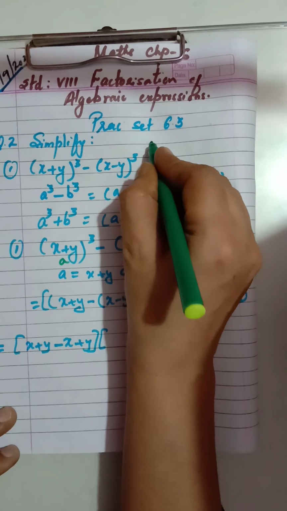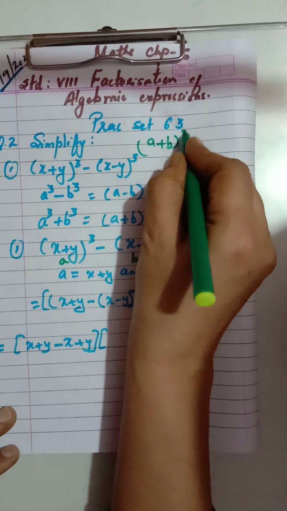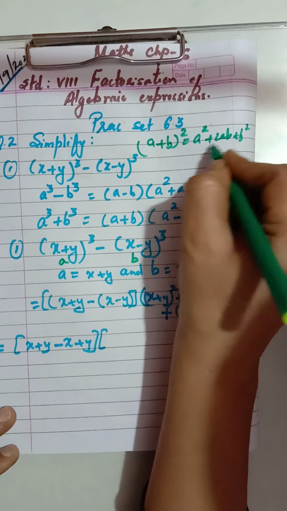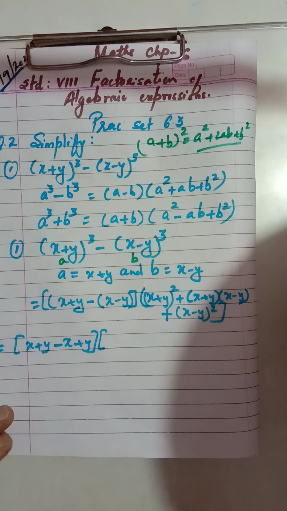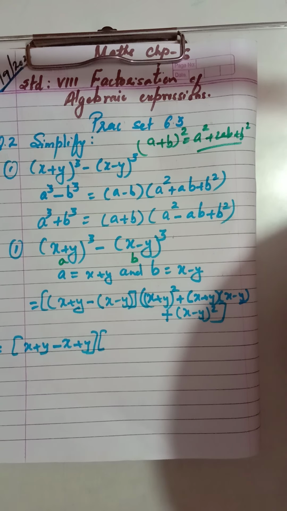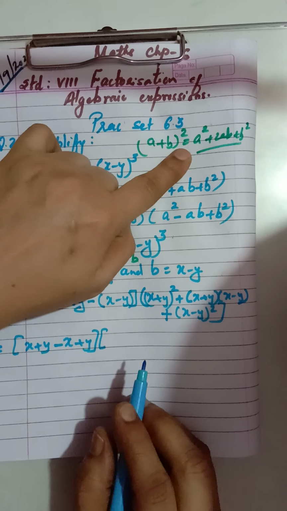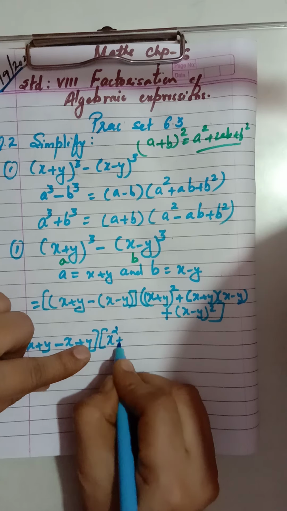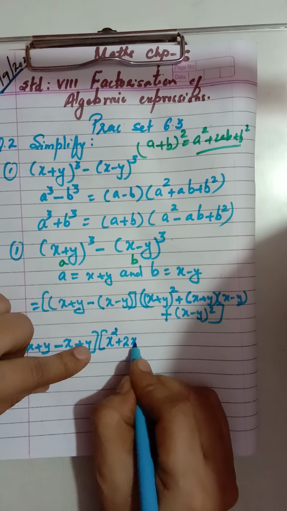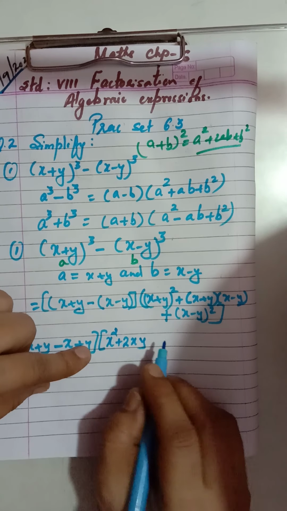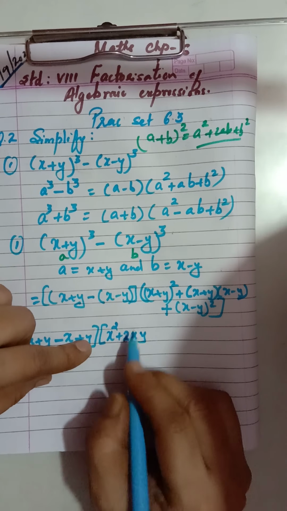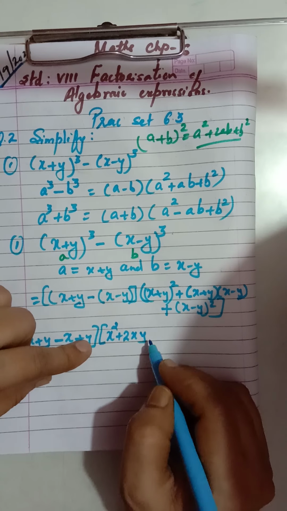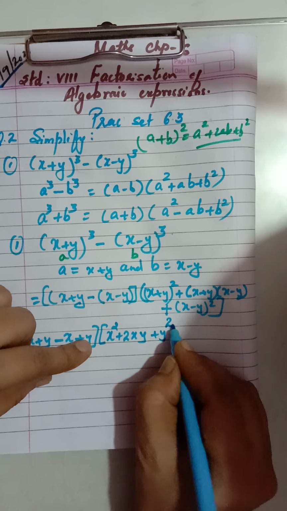I am writing the formula here: (a + b) whole square is a square plus 2ab plus b square. You have already learned this in 7th standard. Applying that formula, (x + y) whole square becomes x square plus 2xy plus y square. Since we have already learned the expansion, you can directly write 2 into x into y, that is 2xy.